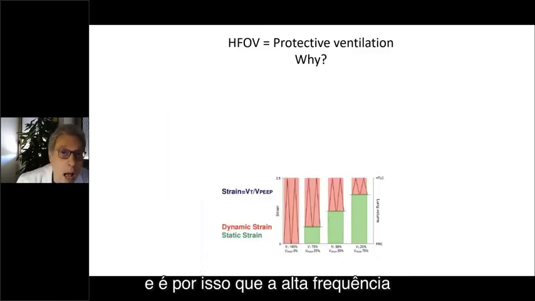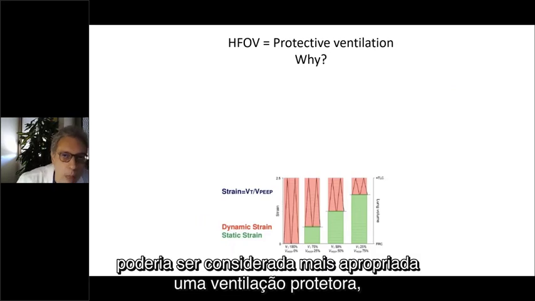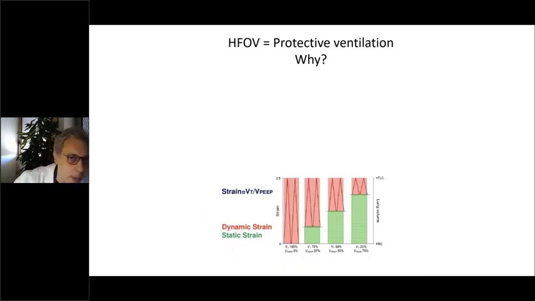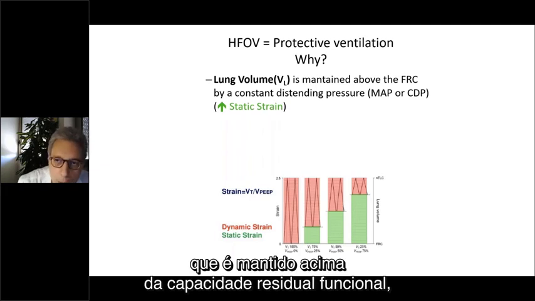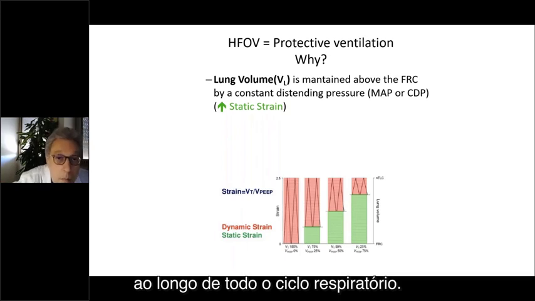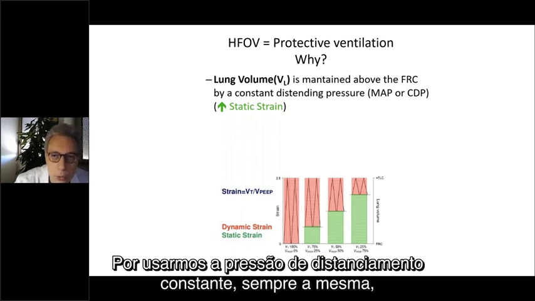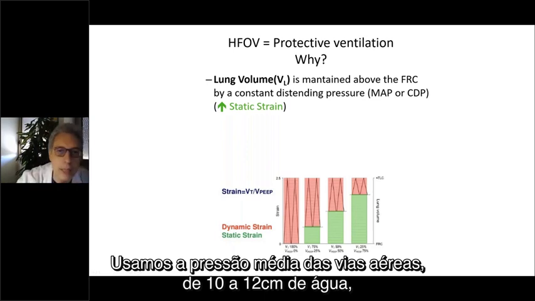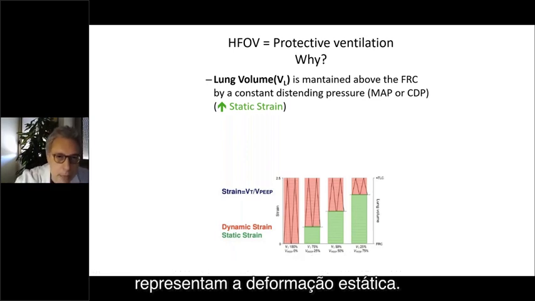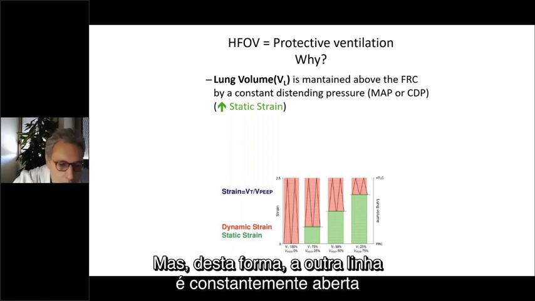And this is why high frequency could be considered more appropriately a protective ventilation with respect to conventional ventilation, just because we use a lung volume that is maintained above functional residual capacity over the entire respiratory cycle, because we use a constant distending pressure, always the same. In other words, we increase the static strain. We use a mean airway pressure of 10, 12 centimeters of water. This represents the static strain, but in this way, the alveoli are constantly open.